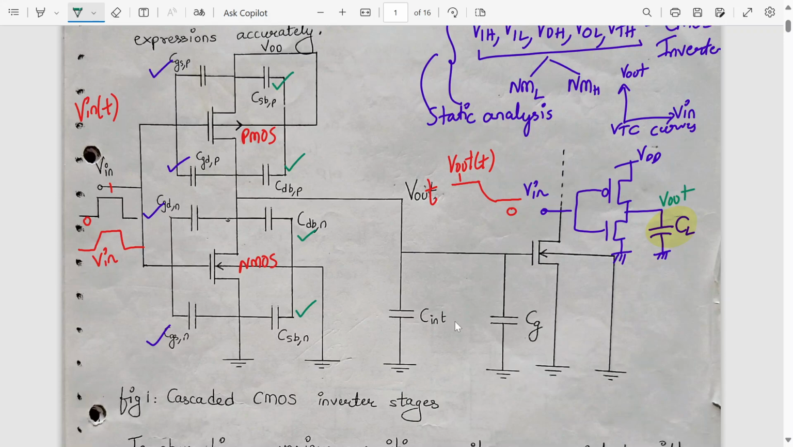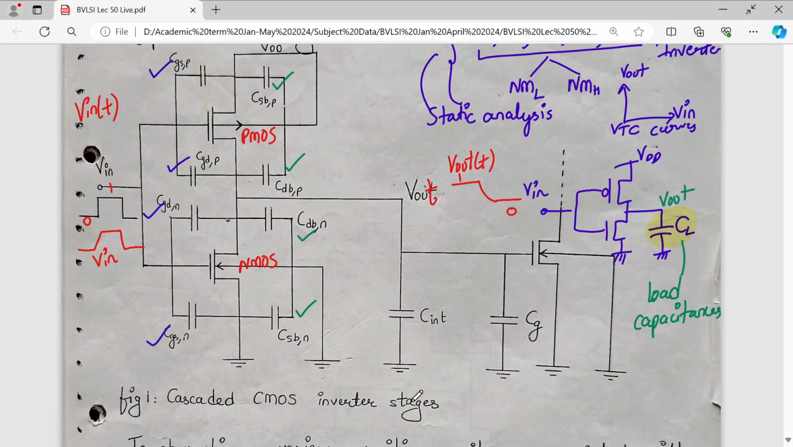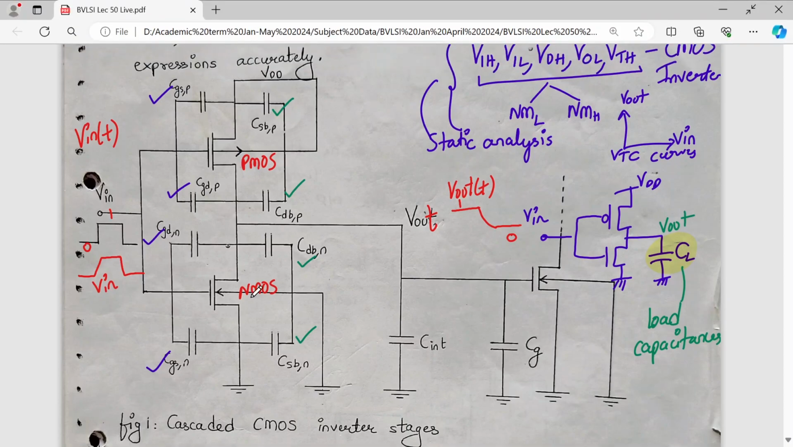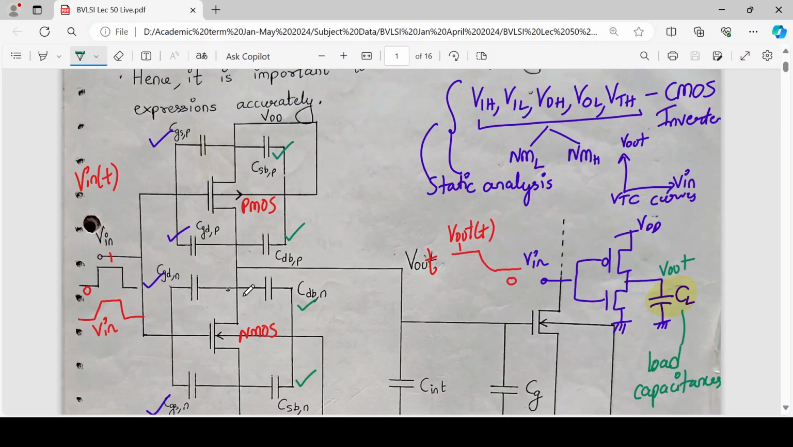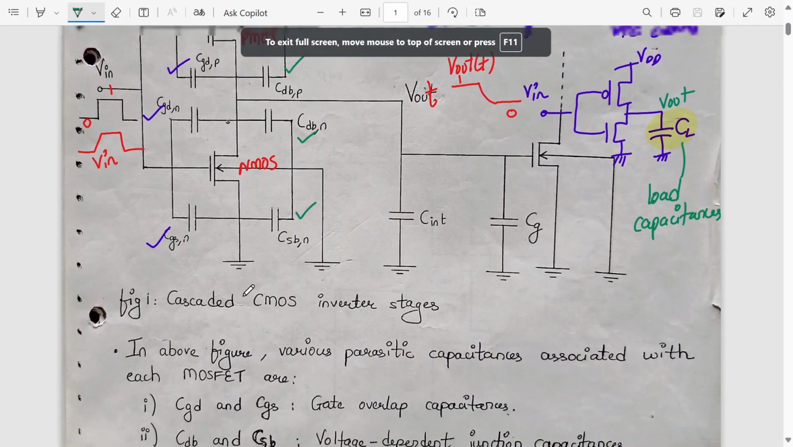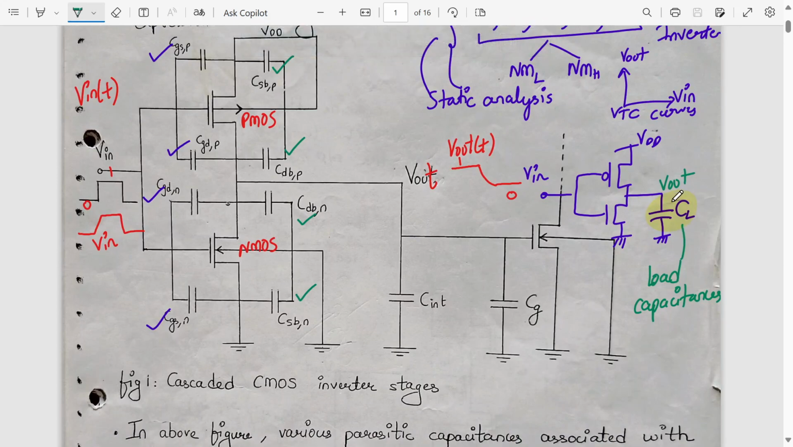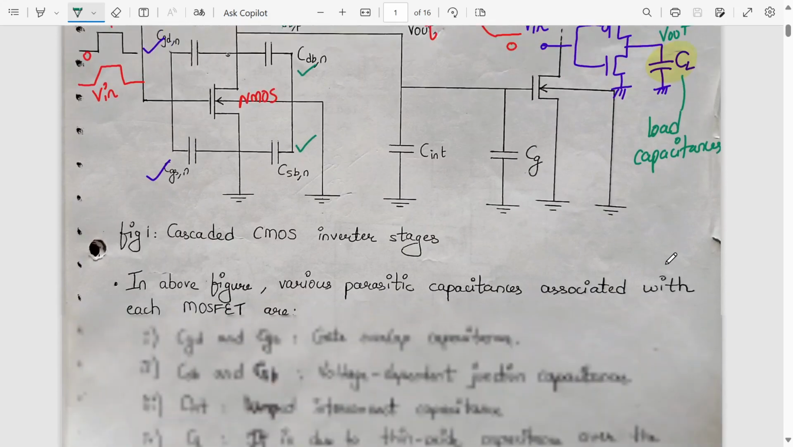Then the analysis will become easy. This combined capacitance at the output node is called the load capacitance. Getting it? This is done because analyzing all of them together and individually would be quite a difficult task. So instead, we combine the effect in the output capacitance connected between the output node and the ground. All right, so let's go for that.